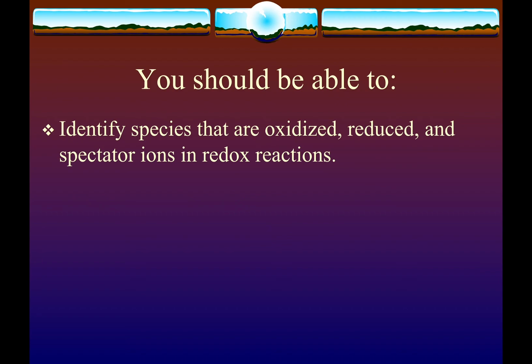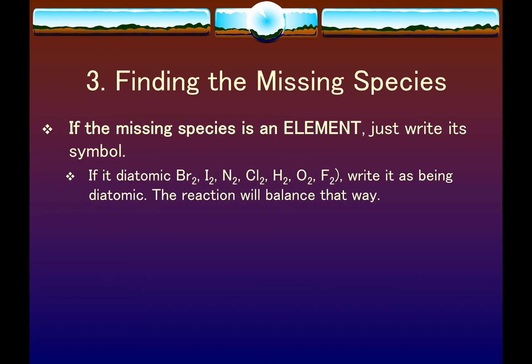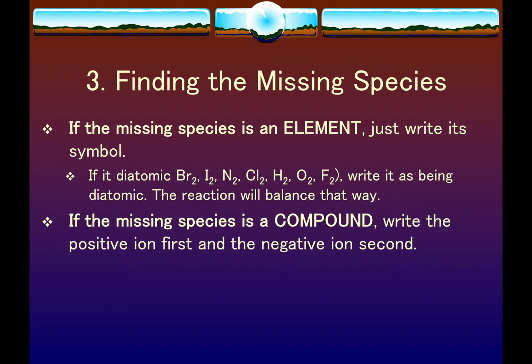So you should be able to identify species that are being oxidized, reduced, and identify any spectator ions in a redox reaction. The last thing we'll do today is work on finding the missing species in a reaction. When we're looking at different reactions, if the missing species is an element, all we have to do is write its symbol. Just remember, if they are diatomic, remember Brinkelhoff, we have to write it as being diatomic. Otherwise, the reaction will not balance.